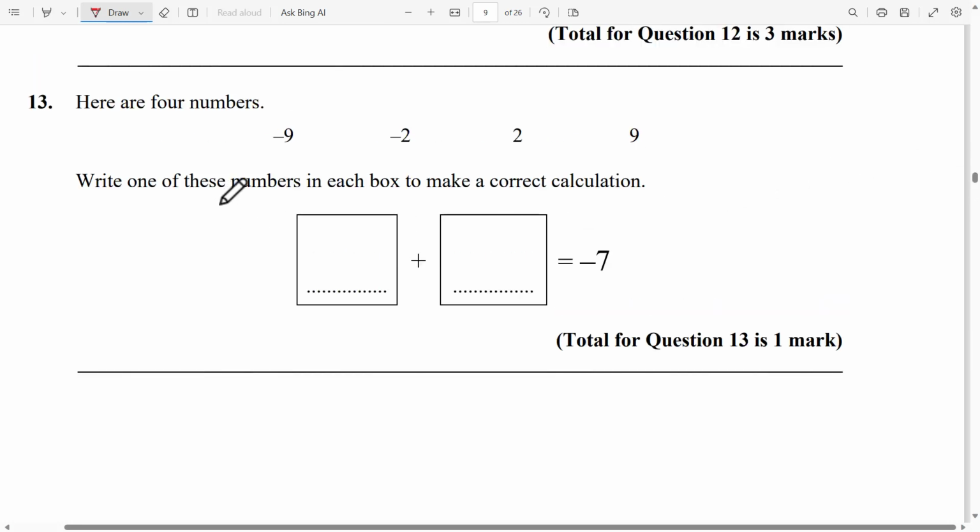So here are the first four numbers. Write which of these goes in the box to make the question correct. This is going to be -9. And it's going to be just 2. Pretty straightforward, right?